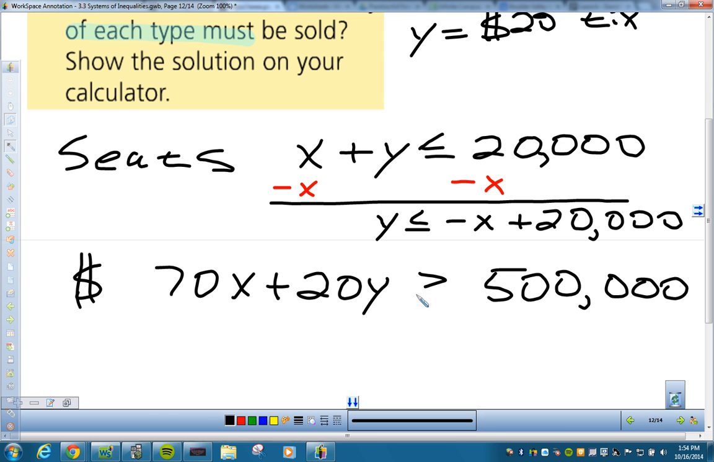Half point if you do these. $499.99. No, that's no good. No. All right, let's solve this one for y.